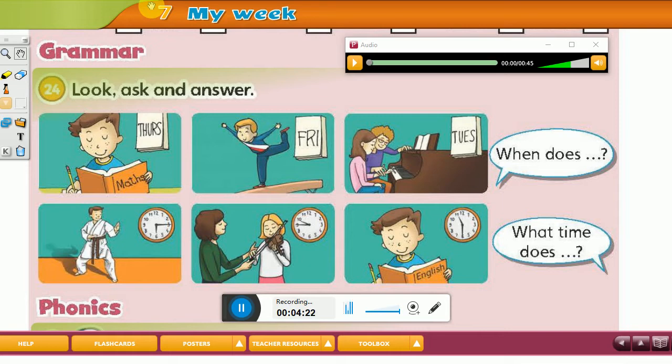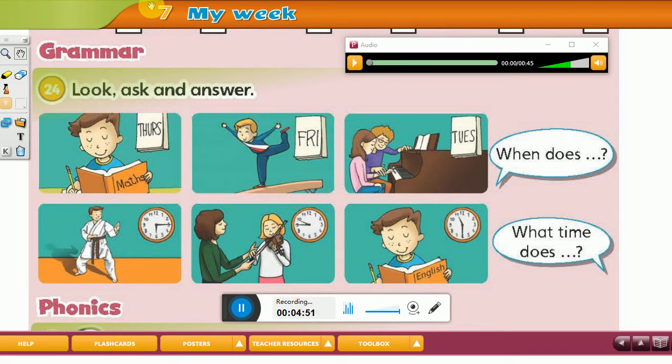Or we can say another question here. When does she practice the piano? She practices the piano on Tuesday. Picture 4. When does he do karate? Yes.